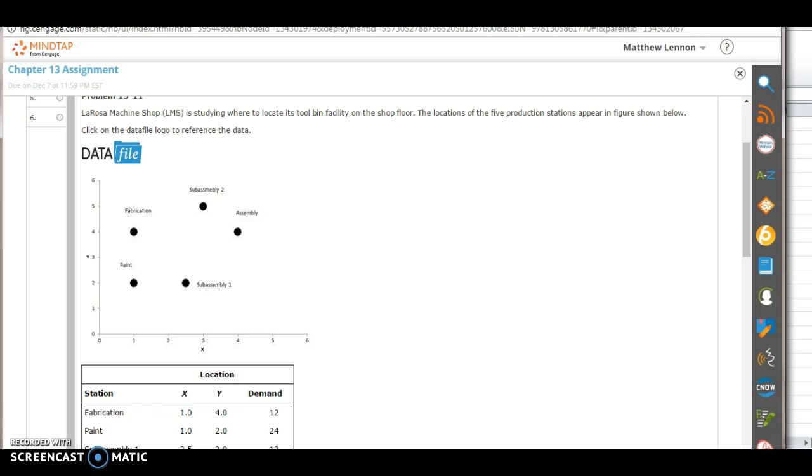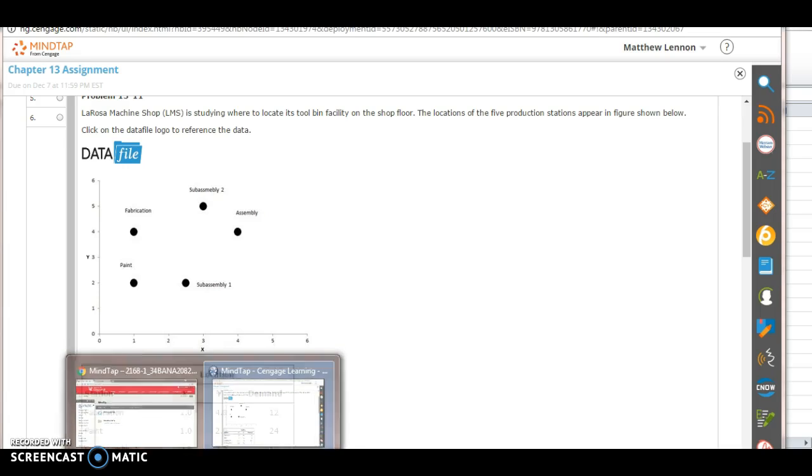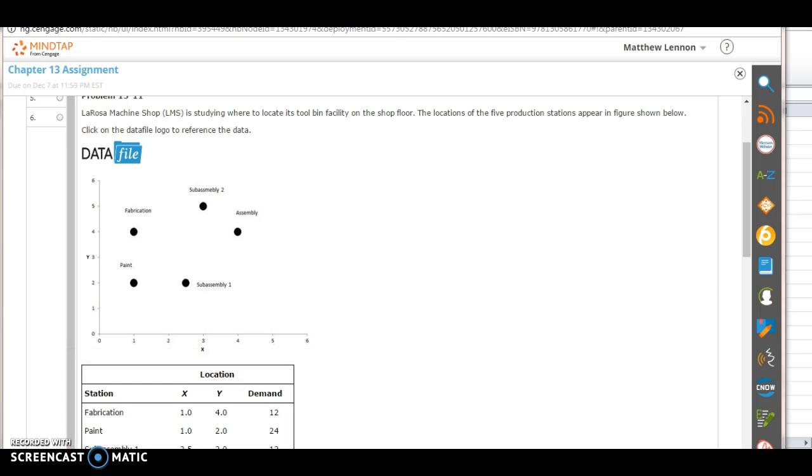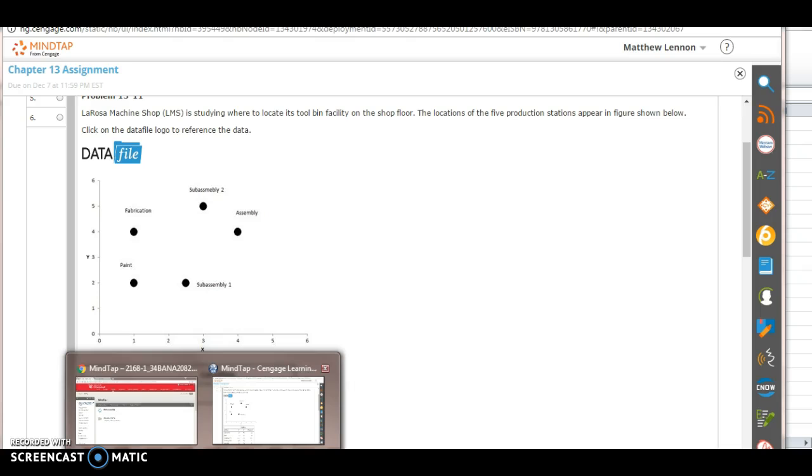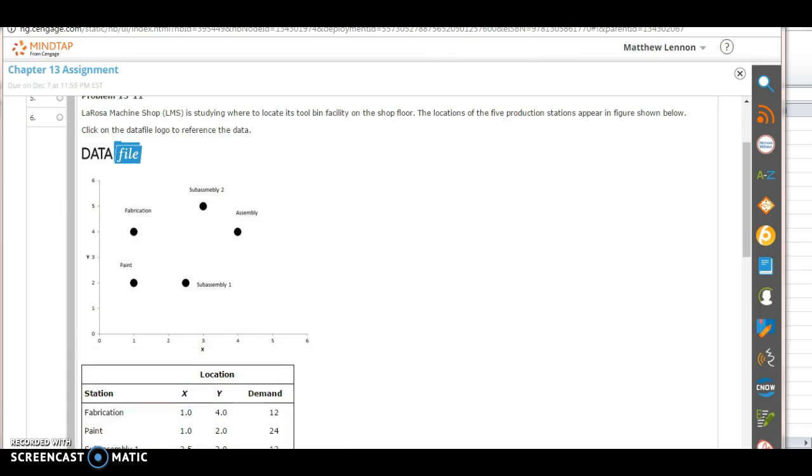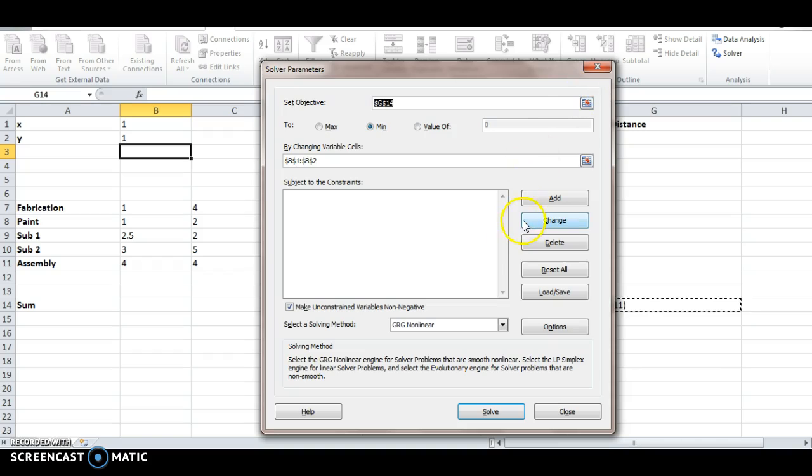So where did the Excel tab go? Okay, so here we go.